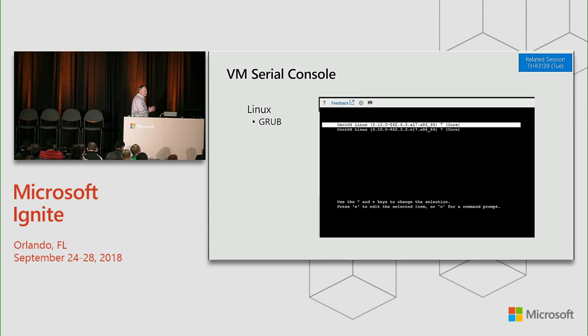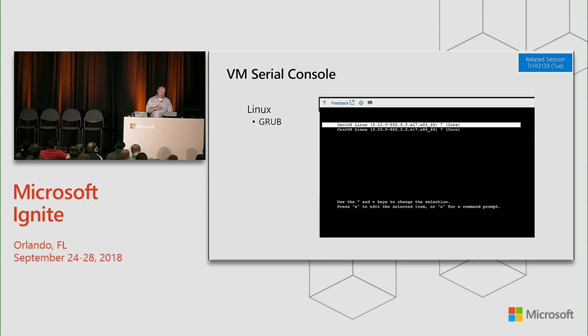Serial Console is something that we released last year in preview. This is GA now. What Serial Console does is allow you to connect to the VM coming through the Azure infrastructure instead of going through the internet. So if you have a VM where maybe the NIC is not working or it's misconfigured, you can actually connect into it through the Serial Console.